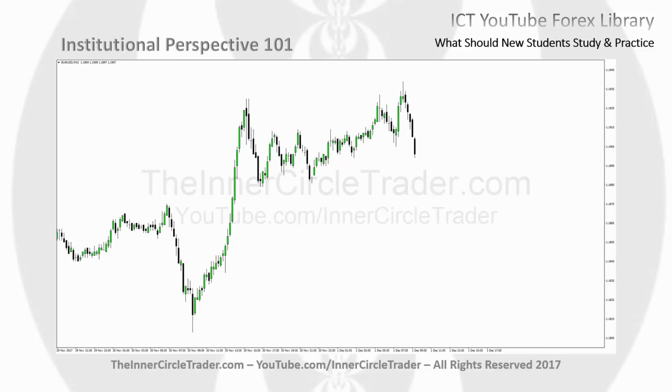So when we look at price, or how I teach my students to look at price, I want them to first understand what makes the markets move. Without understanding that, your probability of being successful in developing yourself in a demo trade is highly unlikely. And you might as well forget about becoming a live funded trader. If you can't do well in a demo, you're not going to do well on a live account.